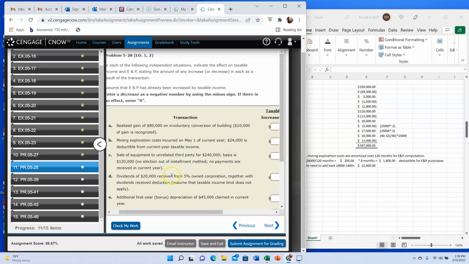All right, dividends of $20,000 received from a 5% owned corporation, together with dividends received deduction. Assume that taxable income limit does not apply.